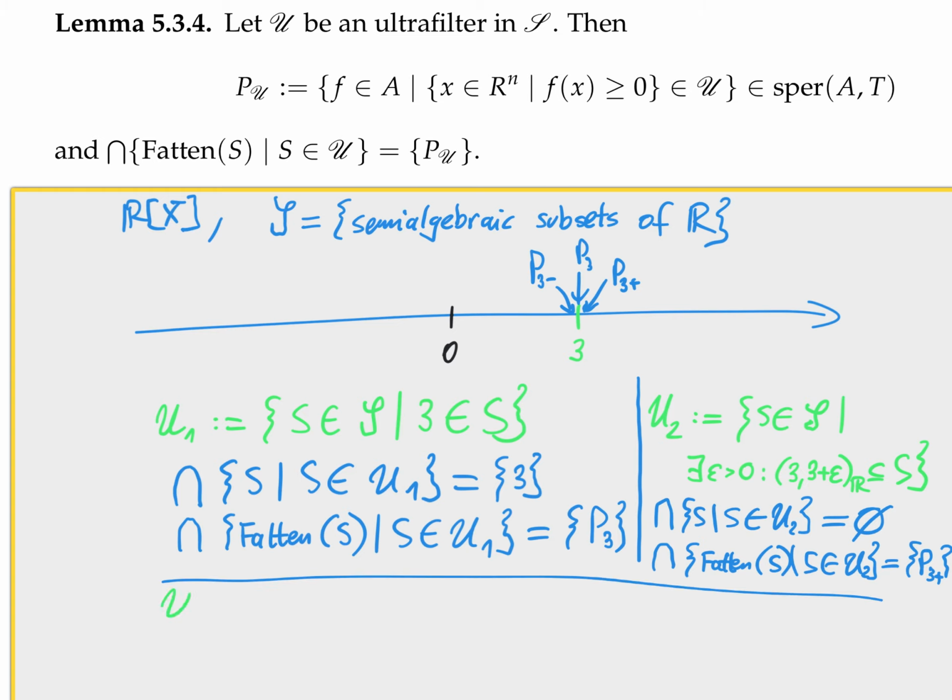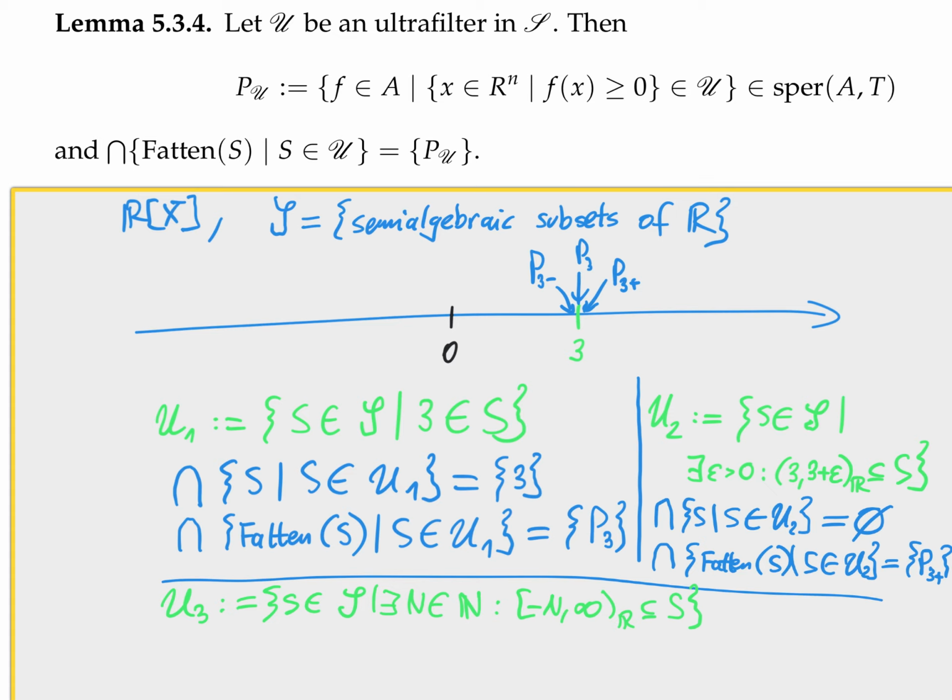And maybe let me make another example. U3 is the set of all S in S, such that there exists an N in N, such that the interval minus N infinity, doesn't matter if I include minus N or not in the interval, is contained in S.